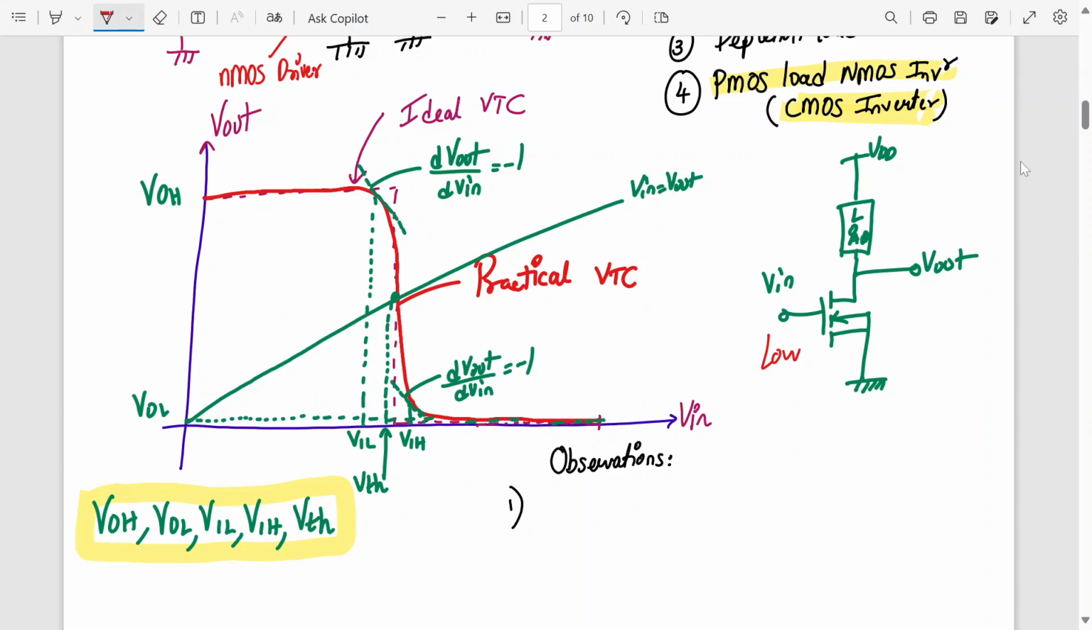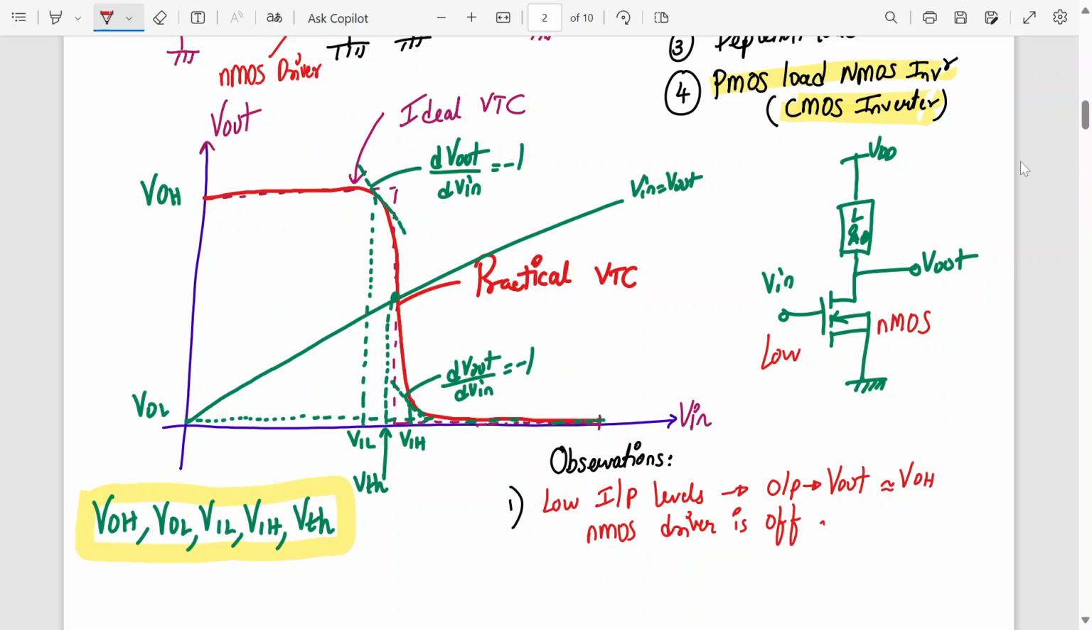So, for low input levels, my output is almost equal to VOH. This VOH itself can be VDD. That is a different story, but we call it VOH. Okay? If output is almost equal to VDD, can I say my driver NMOS is off in this case? Because my input is low, not enough to turn on the device. So I can say over here, my NMOS driver is off.